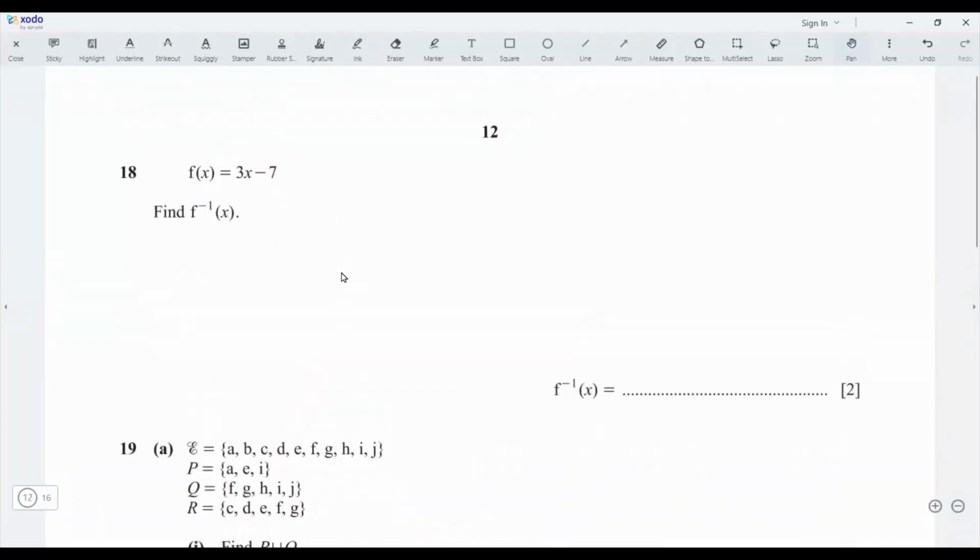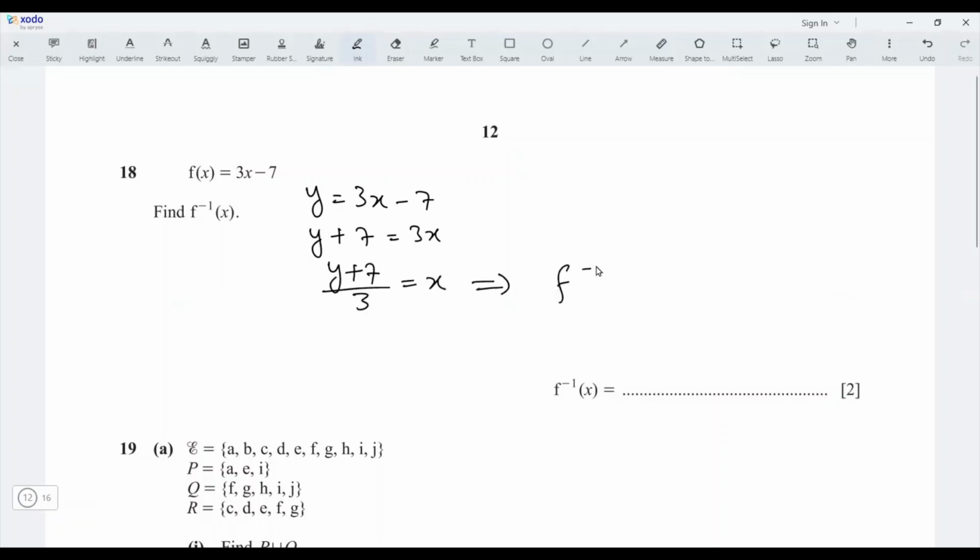So in the next question, it's the inverse of a function. The function is y equals 3x minus 7. We have to make x the subject in the first part. So y plus 7 equals 3x. Divide by 3 on the other side, it becomes (y plus 7) divided by 3. Now replacing x with f inverse of y, which equals (y plus 7) divided by 3. Now replacing y with x, and that will be the answer: (x plus 7) divided by 3.